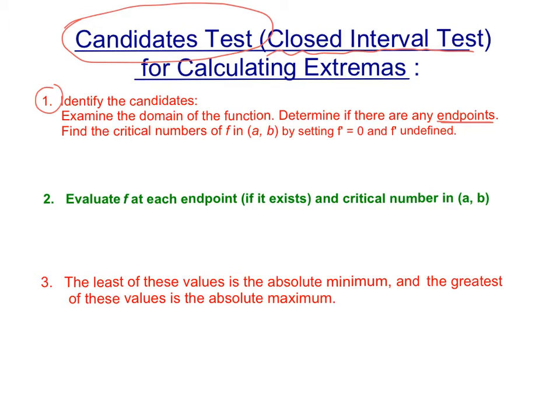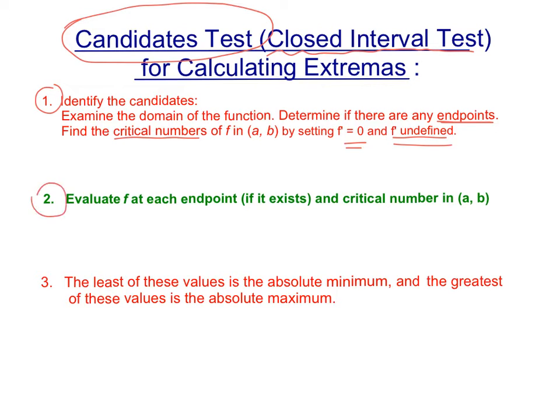Next, you'll want to find your critical numbers. And if you remember from last lesson, that is when the derivative is equal to 0. If that occurs, that's a critical number. And then also where the derivative is undefined. That could also be another critical number. And this is where extremas could occur, either at the critical numbers or at the endpoints.